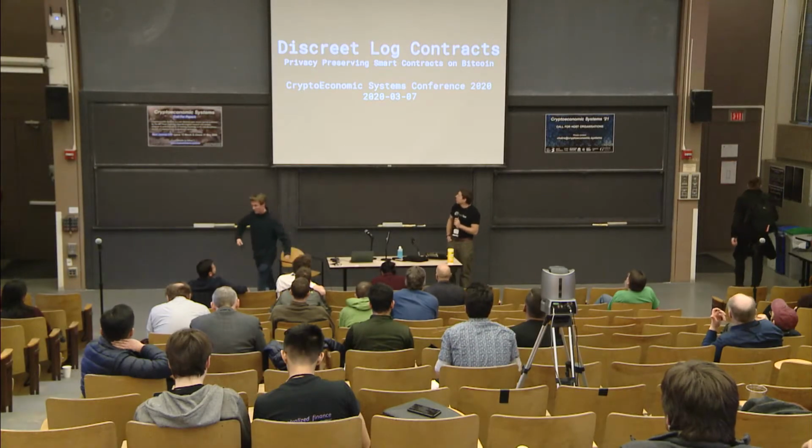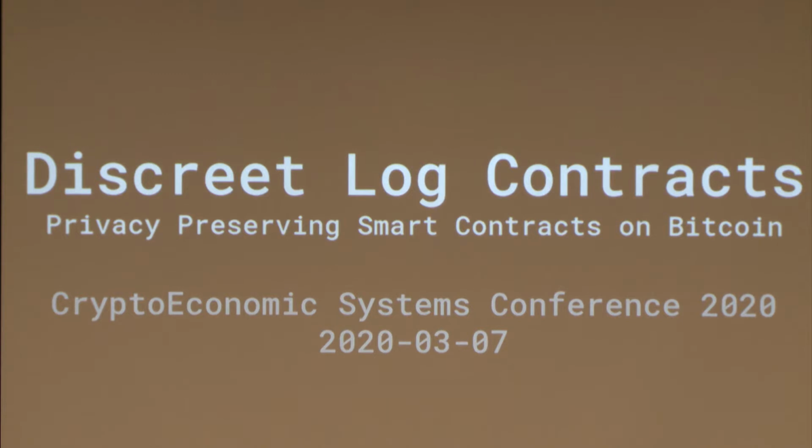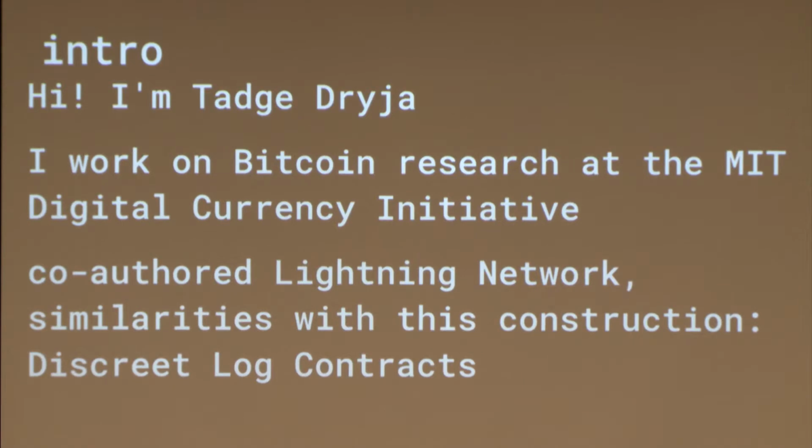Cool. So yes, I will start talking about discrete log contracts. They are a form of privacy-preserving smart contracts on Bitcoin. And this is for today. So intro, hi, I'm Tadge Dryja, I work on Bitcoin research here at the Digital Currency Initiative, and co-authored the Lightning Network paper, and there's a lot of similarities with this construction I'll talk about with discrete log contracts.